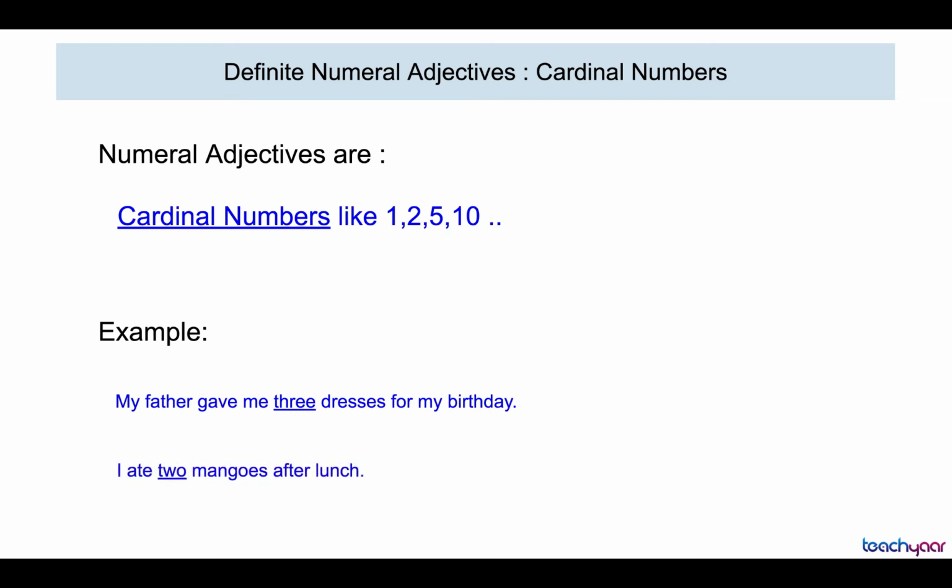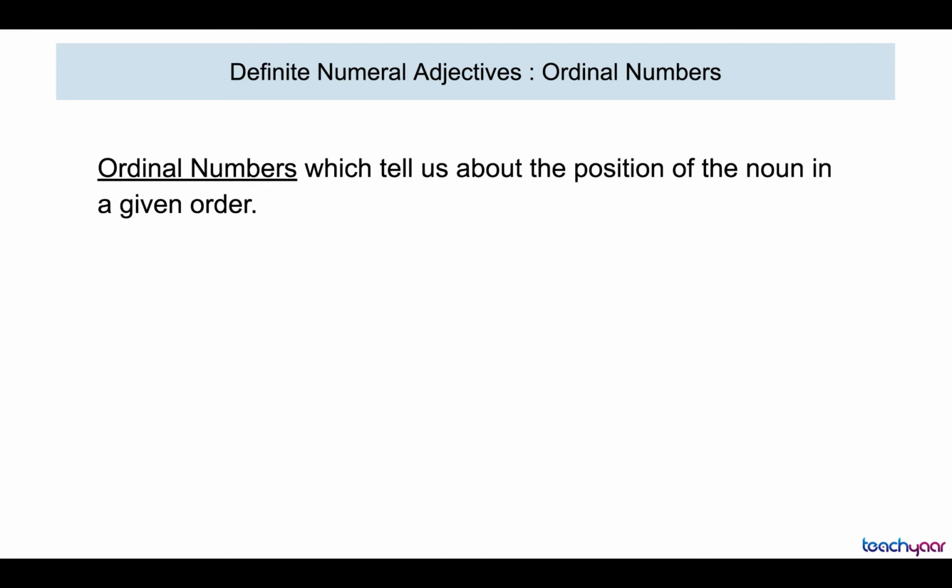I ate 2 mangoes after lunch. Mangoes is the noun that is being modified here. How many mangoes? 2. 2 mangoes. So, 2 is the numeral adjective. So, it is very clear. That is why it is called definite. How many dresses? 3 dresses. How many mangoes? 2 mangoes. So, these are cardinal numbers which we have used to modify the noun. Modify means to describe. Now, the other numbers that we use are ordinal numbers. Ordinal means it tells you the order. It tells you the position of the noun in a given order.